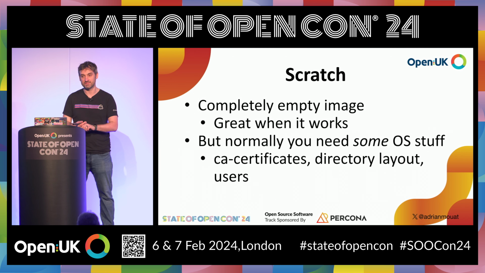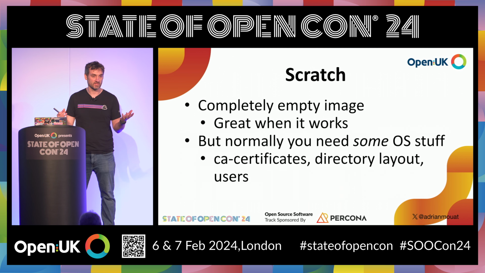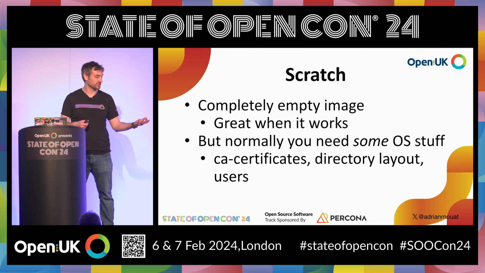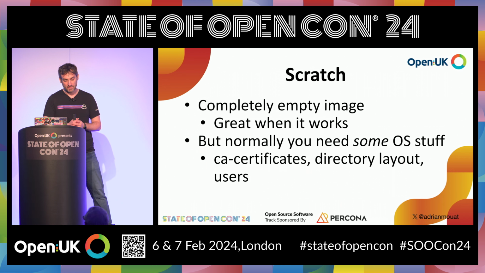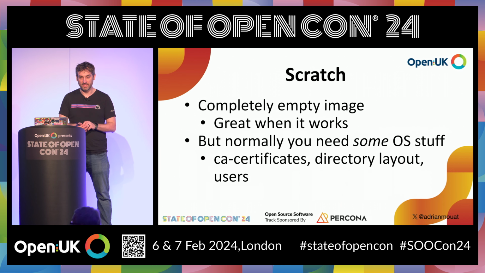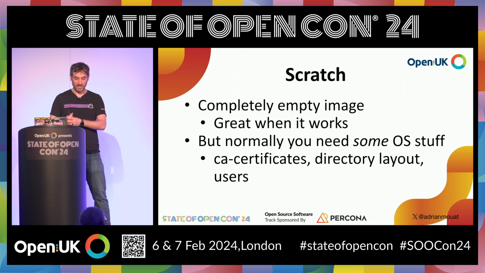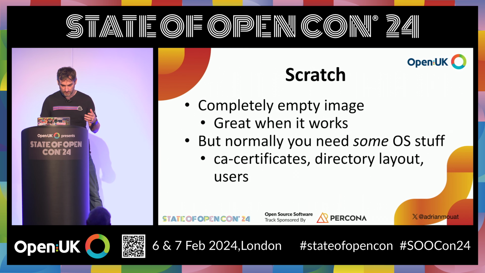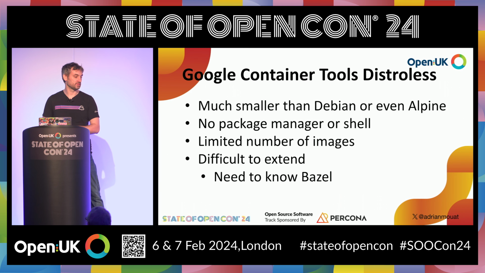Number one is TLS certificates. Typically, most container images are going to require TLS certificates if you want to talk securely to other web applications or websites, etc. You also typically need things like /tmp, if you want to create temporary files, or /home, and you might need a user created, and so on. And that's basically what the distroless image gives you.